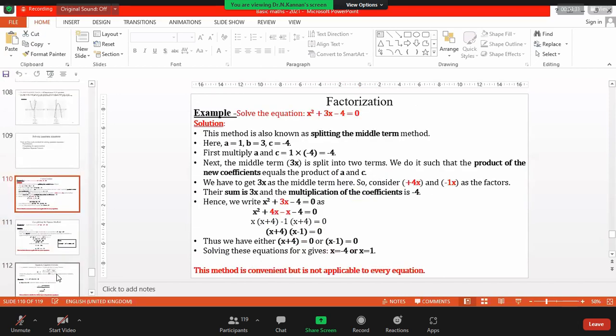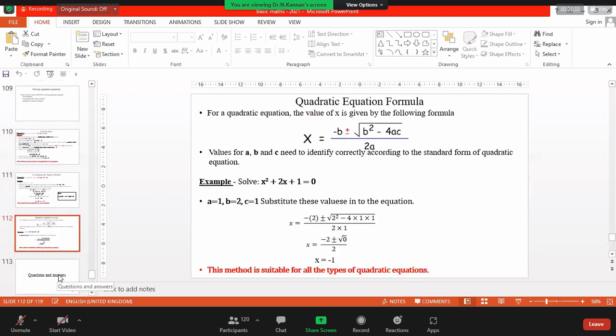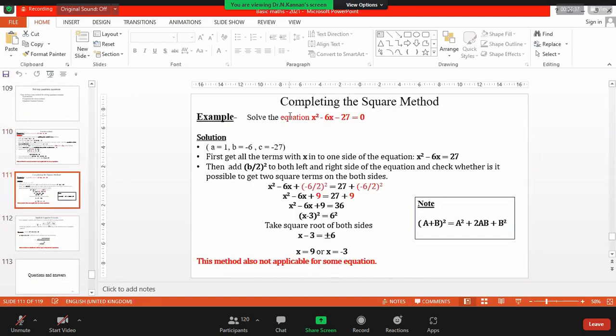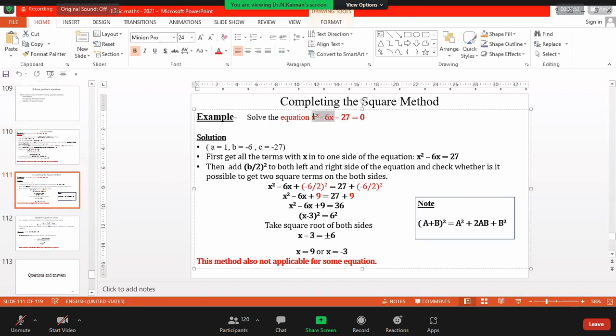So we apply that one here, right? You know A, you know B, you know C. You first get all the terms with x into one side of the equation. You understood or not? So we organize this one, right? We keep these two here and we take this one to this side. So here we do that activity, right?